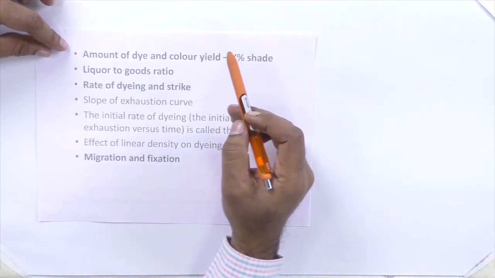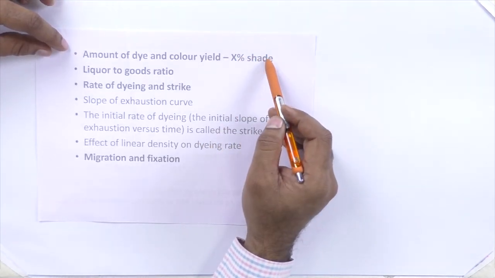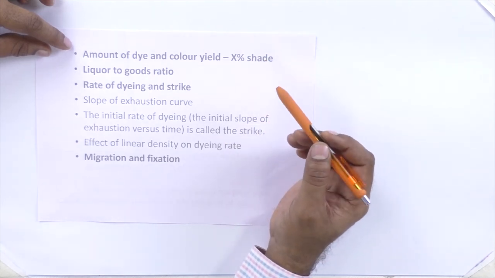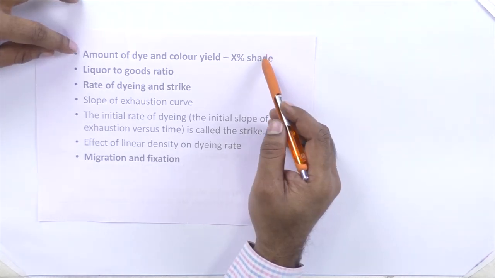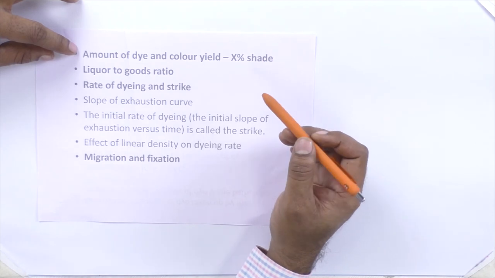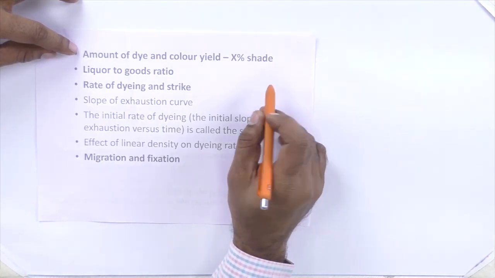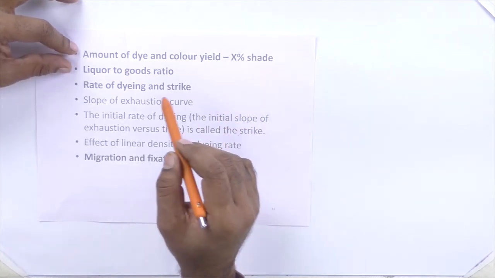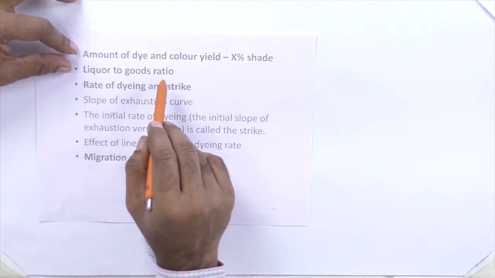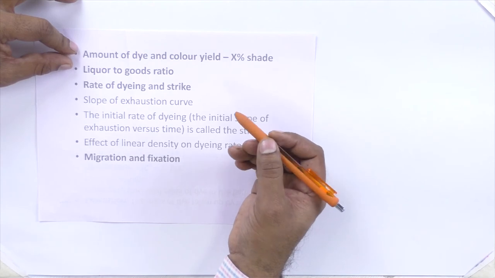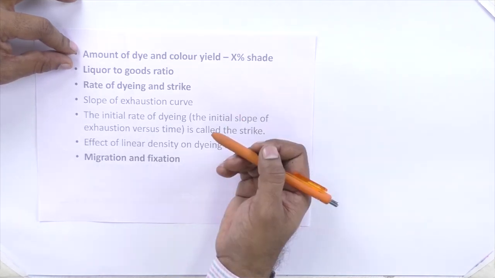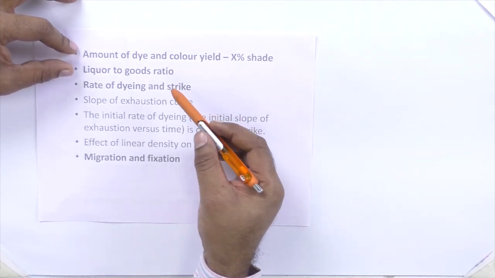And the next important term is percentage shade. So the amount of dye or color yield, that is a percentage shade. So the amount of dye taken by the textile material, that is a percentage shade. And material to liquor ratio is how much amount of water should be taken for a particular quantity of material. So that is the MLR ratio.